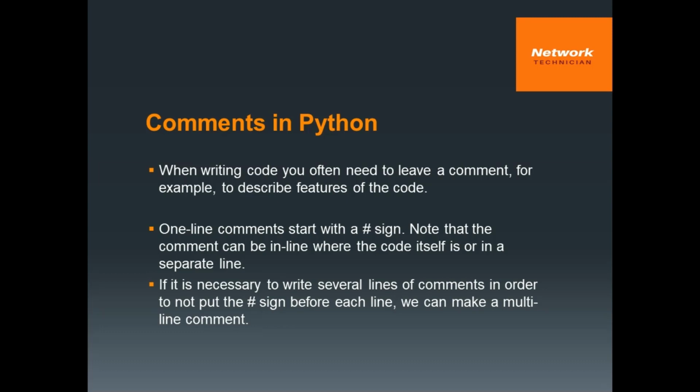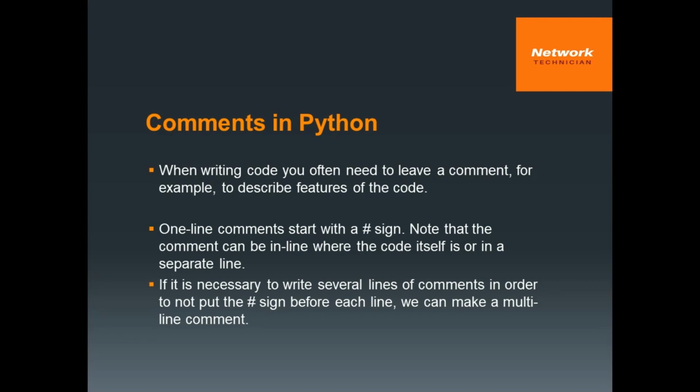When writing code, you often need to leave a comment, for example, to describe features of the code. One-line comments start with a hashtag sign. Note that the comment can be in line where the code itself is or in a separate line. If it is necessary to write several lines of comments, in order to not put the hashtag sign before each line, we can make a multi-line comment.